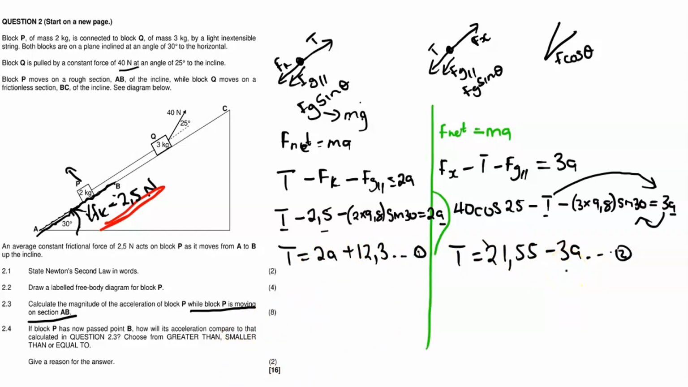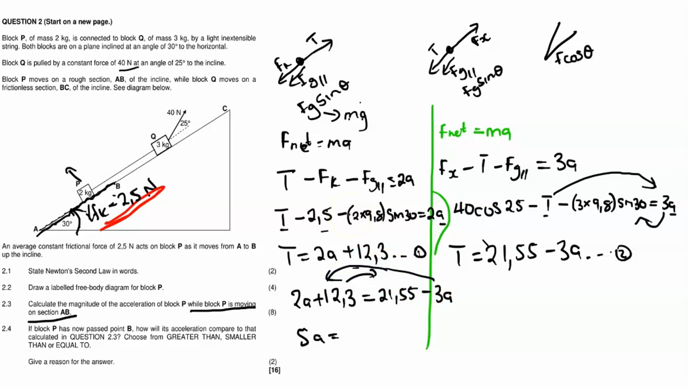This is our equation 2, this is our equation 1, and then from there we can equate these two since they are both equal to T. So we've got 2a plus 12.3 is equal to 21.55 minus 3a. But obviously the answer is not as accurate as it should be because we rounded off this 21.5. This 12.3 just came as it is. So it's 5a equals, then we take this 12.3 to that side, and for this one we took the 3a to this side, hence we've got the 5a.